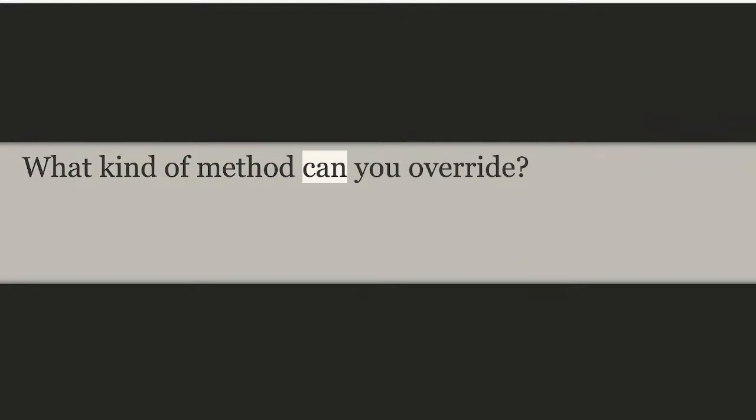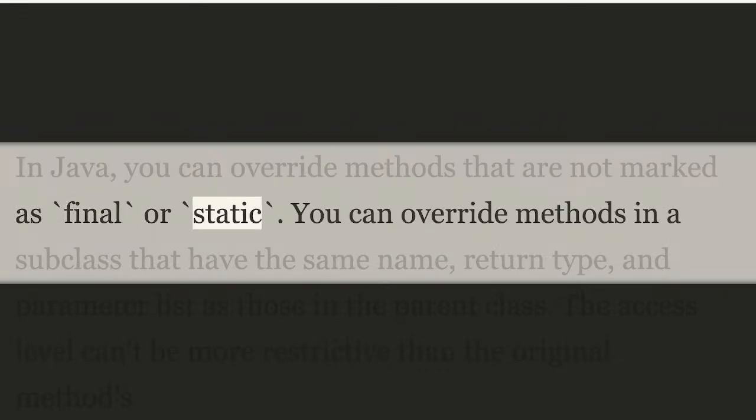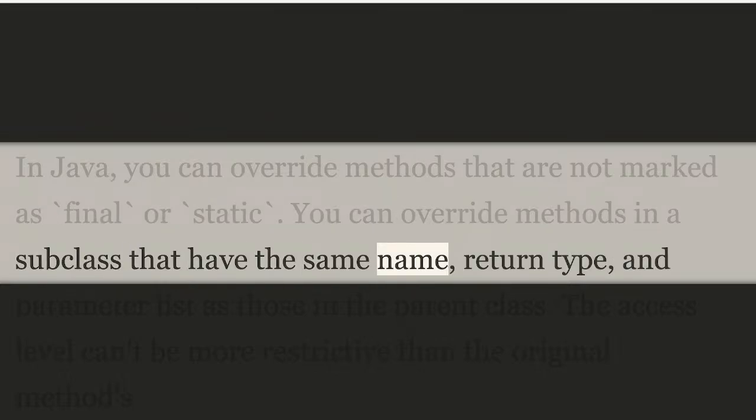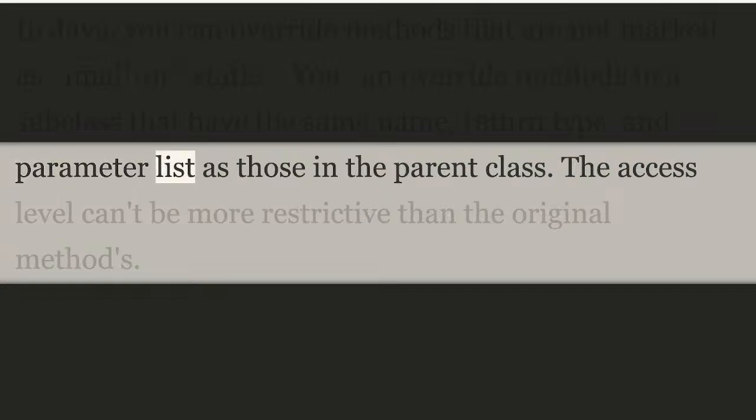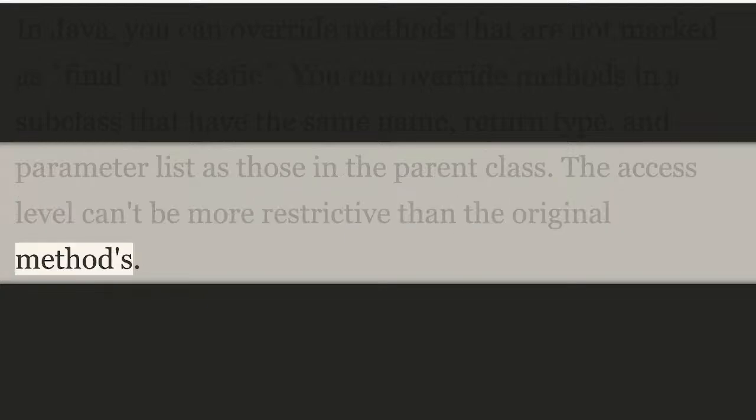What kind of method can you override? In Java, you can override methods that are not marked as final or static. You can override methods in a subclass that have the same name, return type, and parameter list as those in the parent class. The access level can't be more restrictive than the original method's.